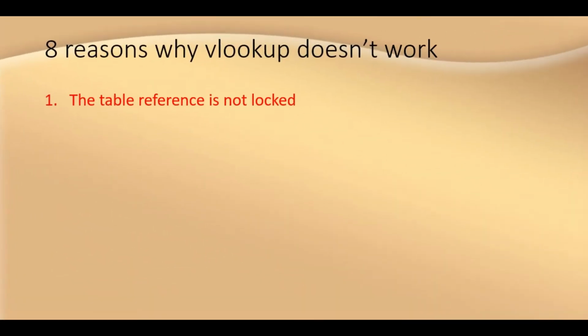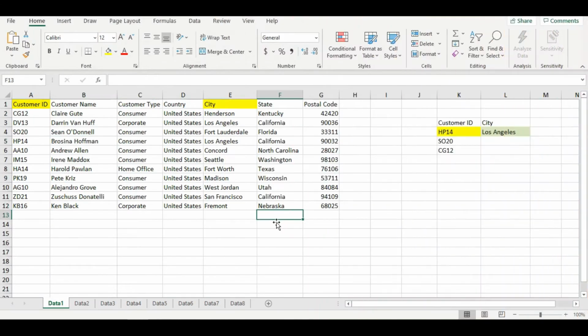The first reason is the table reference is not locked. Let me give you an example. We have the data here. In this video, I will not show you how to use VLOOKUP, but you have created a VLOOKUP here, and we are searching the customer data from customer ID and getting which city it is. You already created the VLOOKUP.